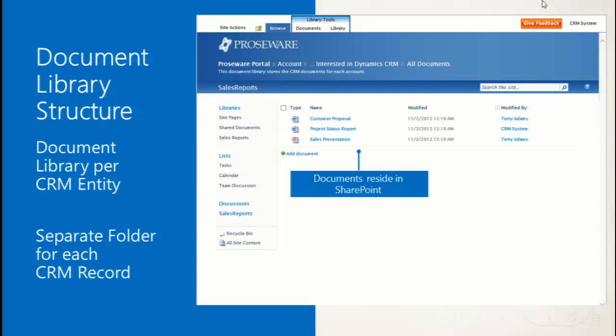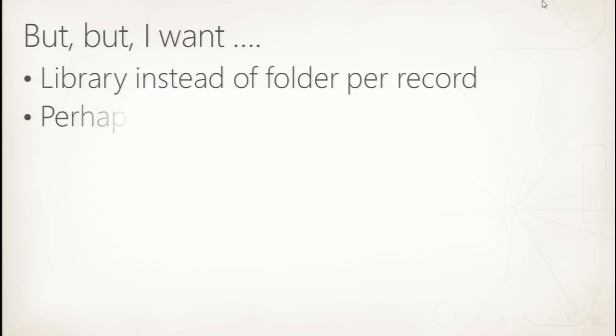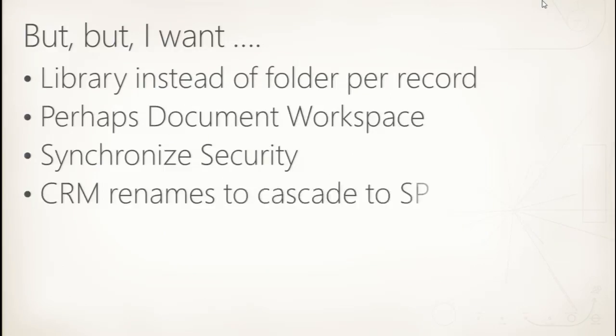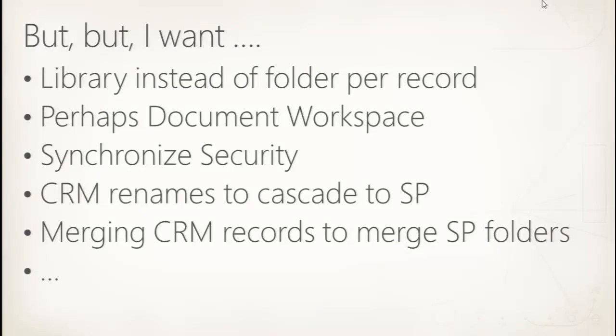Now, when I explain the structure, the first thing people say is, no, that's not what we want. What we want is a library for every record. Or even better, a document workspace for every record instead of a folder, because the folder approach is so limited. And there are many other questions, like how does the security work? How does the renaming work? How does merging work? Out of the box, unfortunately, we don't do any of these. But if you're willing to write a little bit of custom code, all of these can be done. In fact, all the things that I've listed are what a lot of our existing customers do today by writing a little bit of custom code.